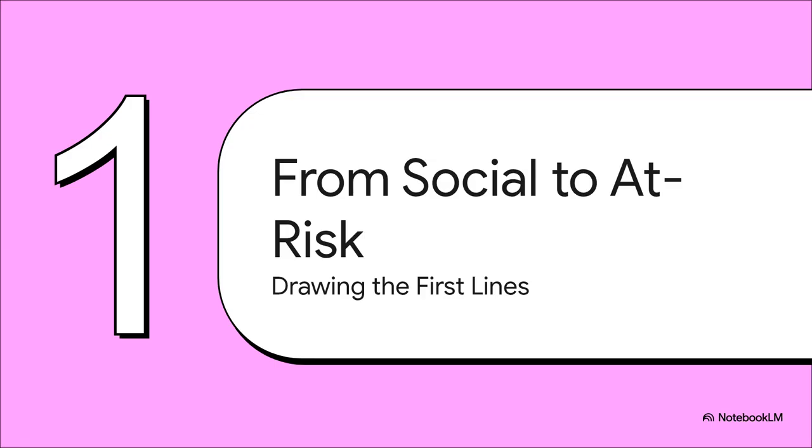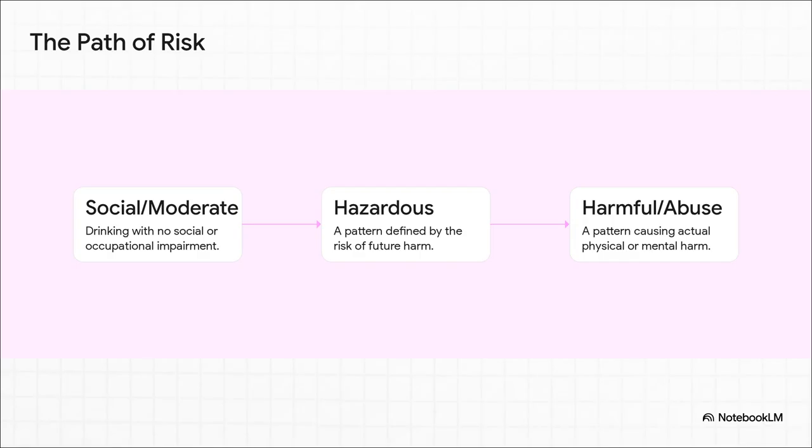Before we can even talk about where the risks begin, we first need to get a handle on what's considered non-problematic. I want you to think of this like a ladder of increasing risk. You start on the ground floor with social or moderate drinking, which, by definition, doesn't cause any real impairment. The next rung up is what's called hazardous drinking, and that's where the risk of future problems starts to show up. And finally, you reach the top, harmful use, which is where that risk has become a reality, causing actual damage.